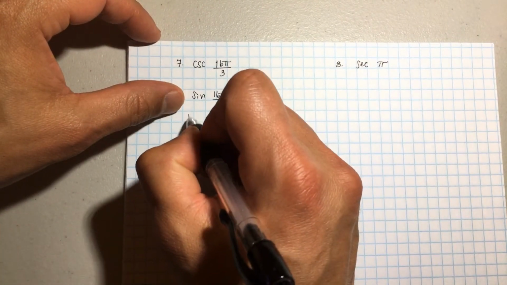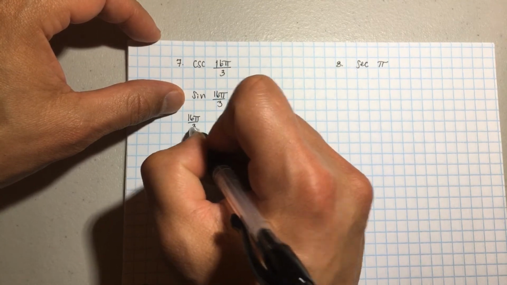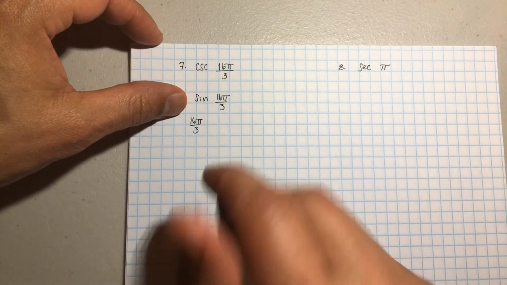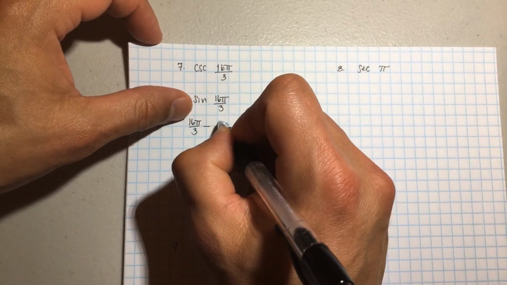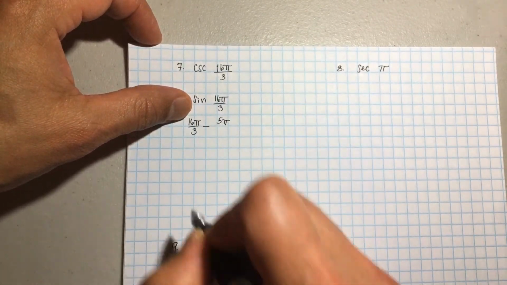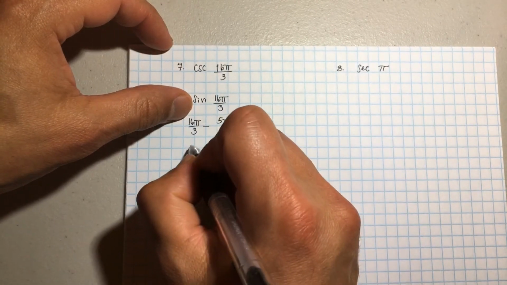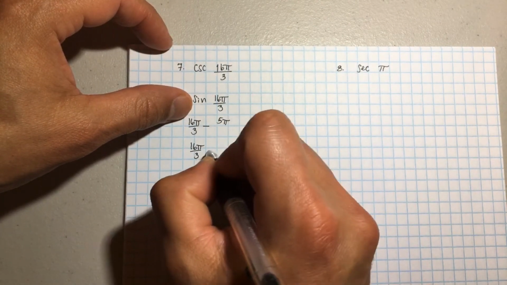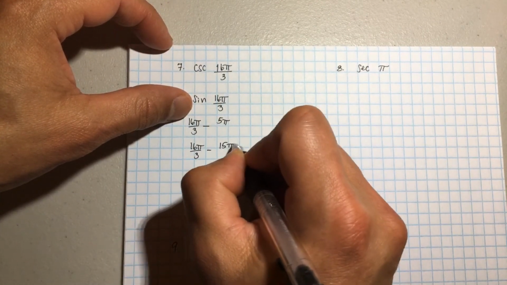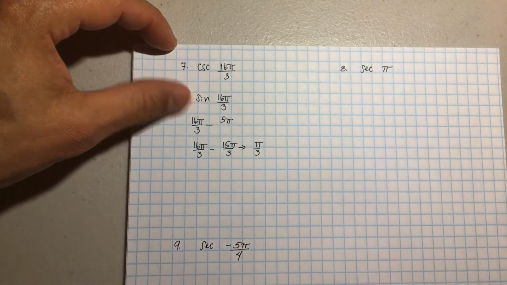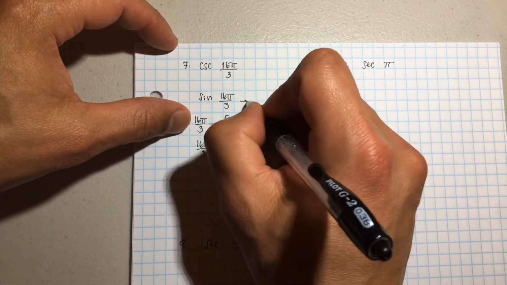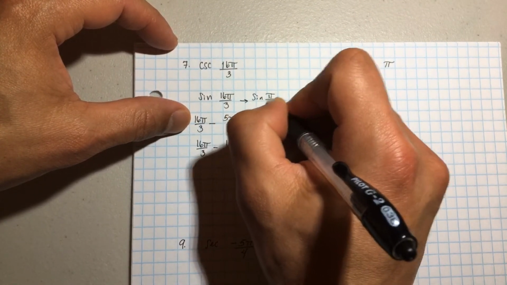So how many times does 3 go into 16? Now remember, this guy's positive, so we're going to be subtracting to bring it back. How many times does 3 go into 16? What is that, 5 times? 5 times. There we go. So 3 times 5 is 15. So we're going to go 16 pi over 3 minus 15 pi over 3. That's going to give me pi over 3. Cool. So that means I have to find sine of pi over 3.